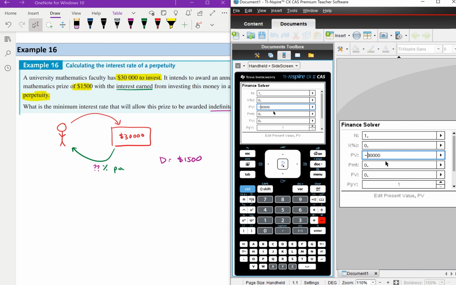So remember, it's negative 30,000 because it's not the bank giving it to you, it's you giving it to the bank, right? And then payments, you want $1,500. Now you want that to be positive because that's what they're giving to you. That's what the bank gives you as the money. And in terms of your future value, well, you don't want that $30,000 to disappear. You want it to stay as $30,000. Okay, so the future value is, it's still $30,000 that the bank has.